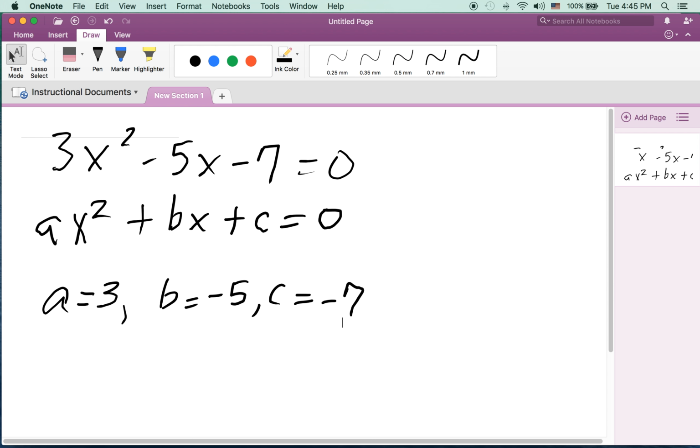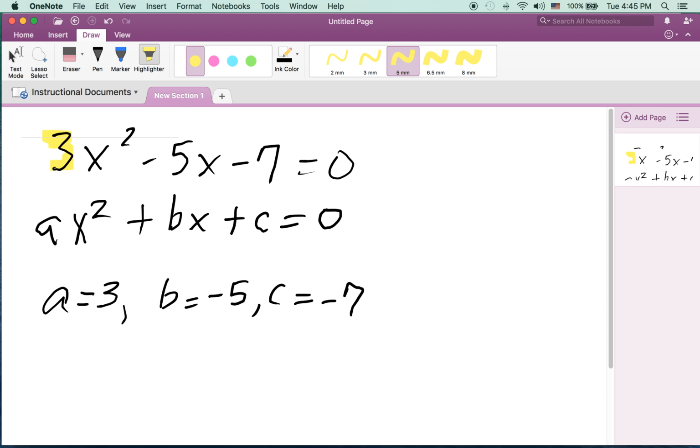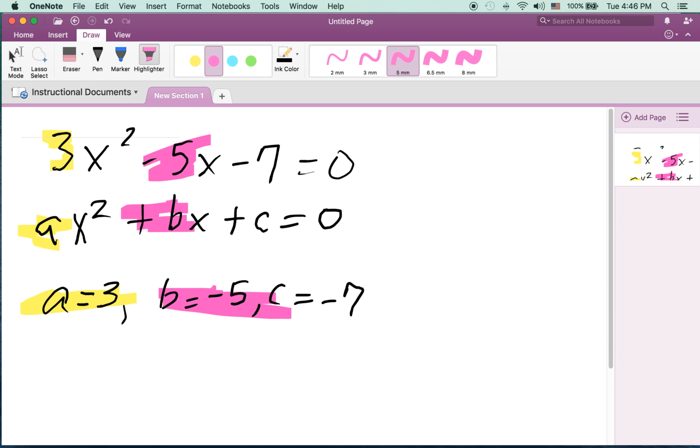Now I'm just going to highlight how we know what these terms are. So here's a, and 3. Okay, a equals 3. And we got negative 5, b. So b equals negative 5, as we see here. And then negative 7, c. So we see that c equals negative 7.